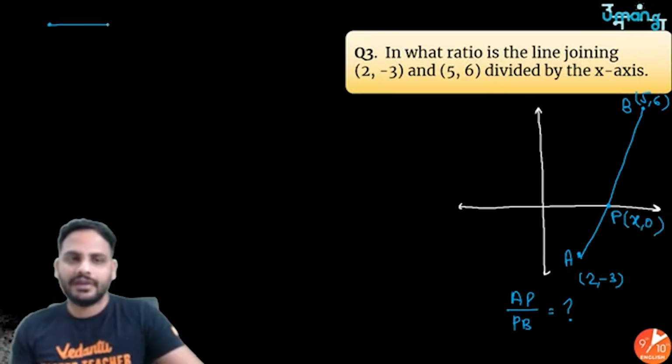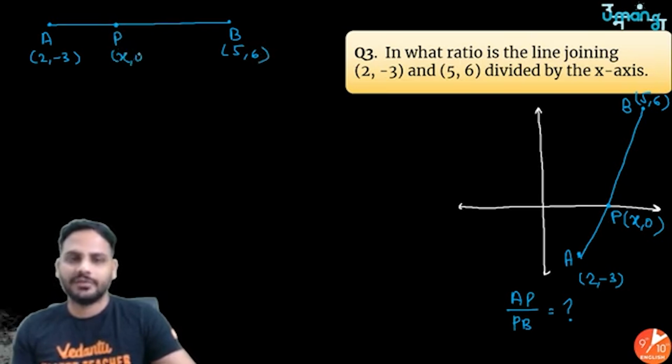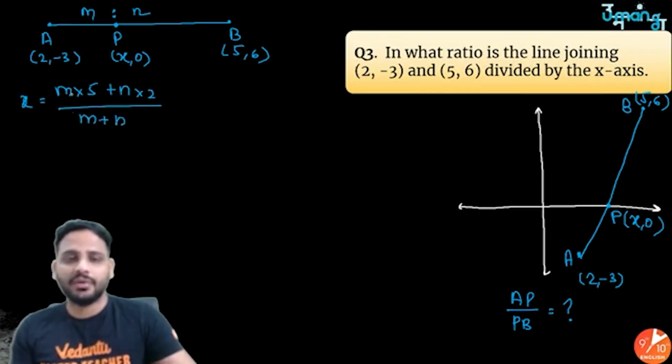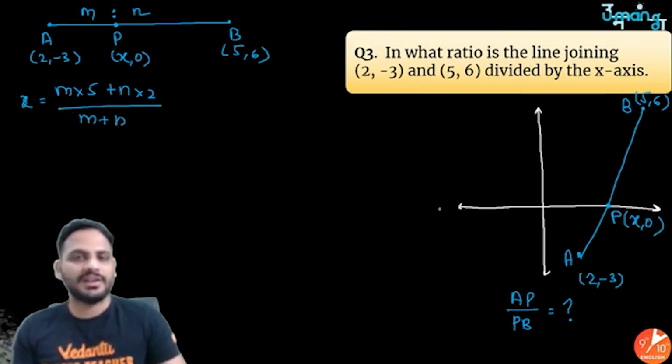So now we have point A (2, -3), point B (5, 6), and your point P somewhere over here whose coordinates are (x, 0). Let us take the ratio as m:n. By the x coordinate of P, it will be (m into 5 plus n into 2) divided by (m plus n). Look, m, n, x, all three are variables, we cannot solve this. It cannot be solved further.